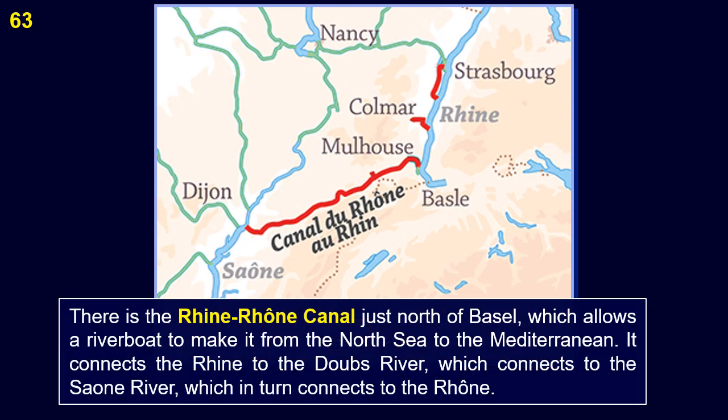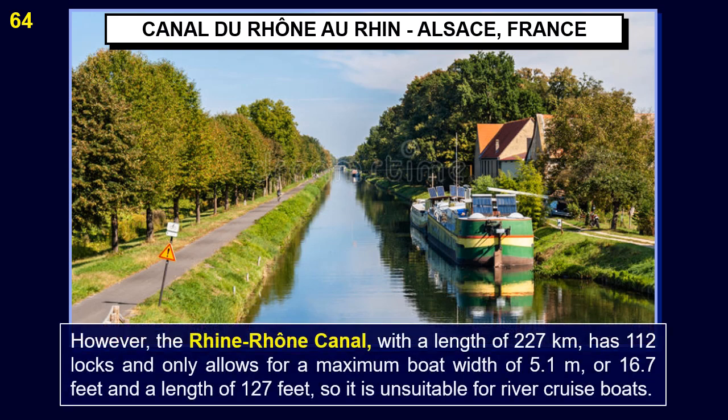There is the Rhine-Rhone Canal, just north of Basel, which allows a riverboat to make it all the way from the North Sea to the Mediterranean. It connects the Rhine to the Doubs River, which connects to the Saone River, which in turn connects to the Rhone. However, the Rhine-Rhone Canal, with a length of 227 kilometers, has 112 locks and only allows for a maximum boat width of 5.1 meters, or 16.7 feet and a length of 127 feet. So it is unsuitable for river cruise boats.